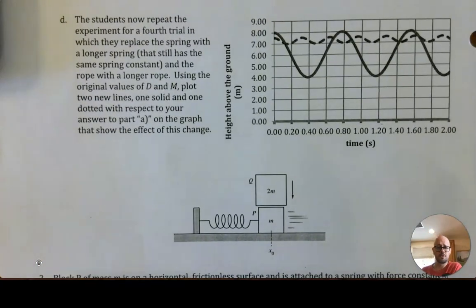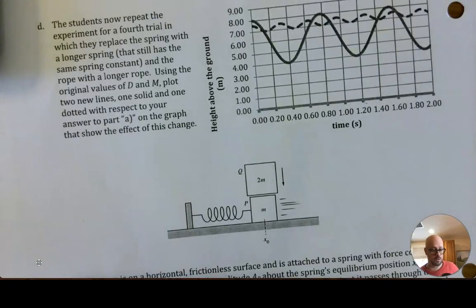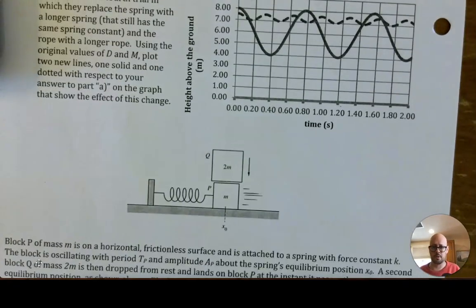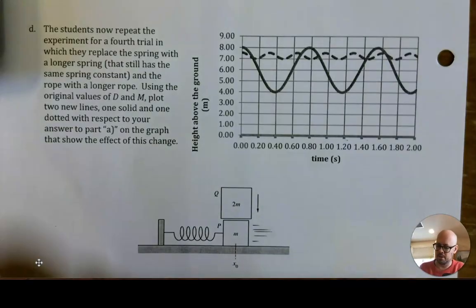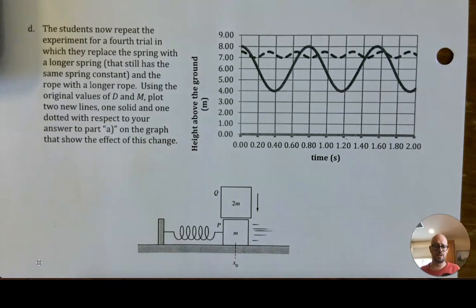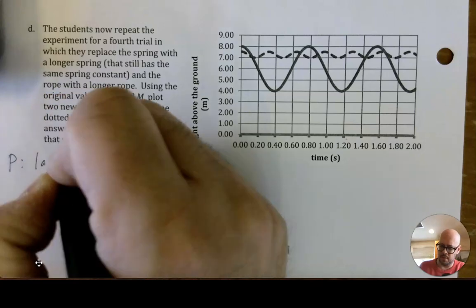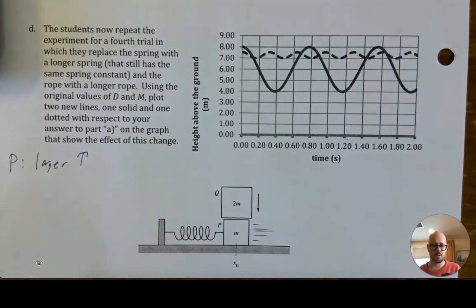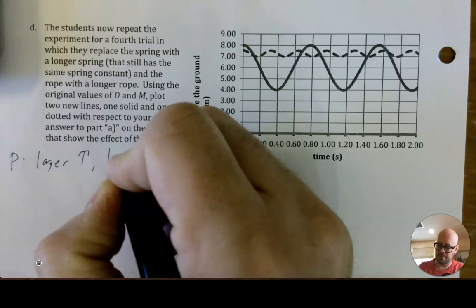Now they repeat it for a force trial. The spring is now longer and the rope is now longer. So if I go back to that picture, the spring is longer, the rope is longer. So that's going to cause some additional changes here. So we're going to start with the pendulum. The pendulum's kind of hard to draw, but the pendulum, as we saw, the period does depend on length. So for the pendulum, we need to have a larger value of period, and because the string is longer, it's now lower.